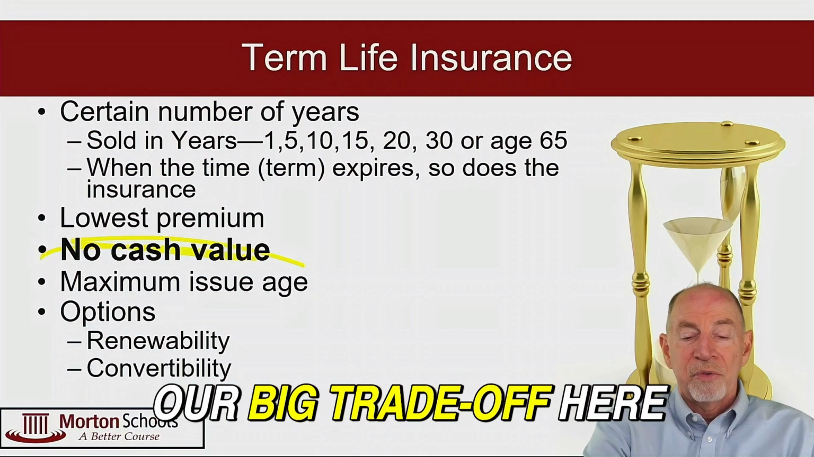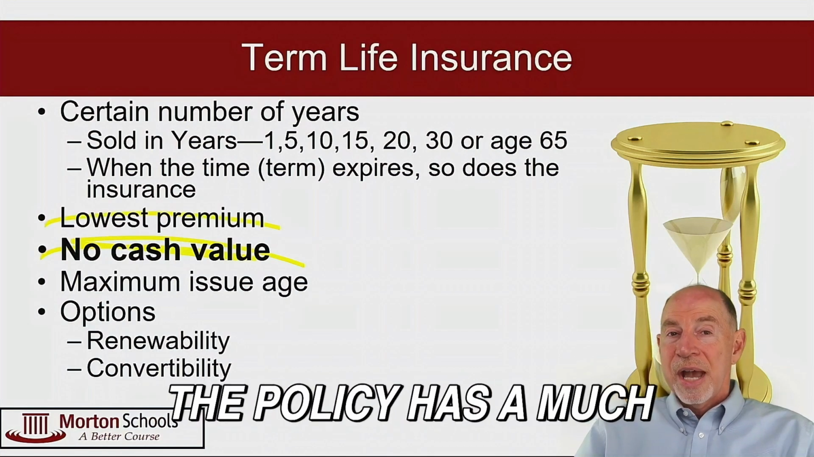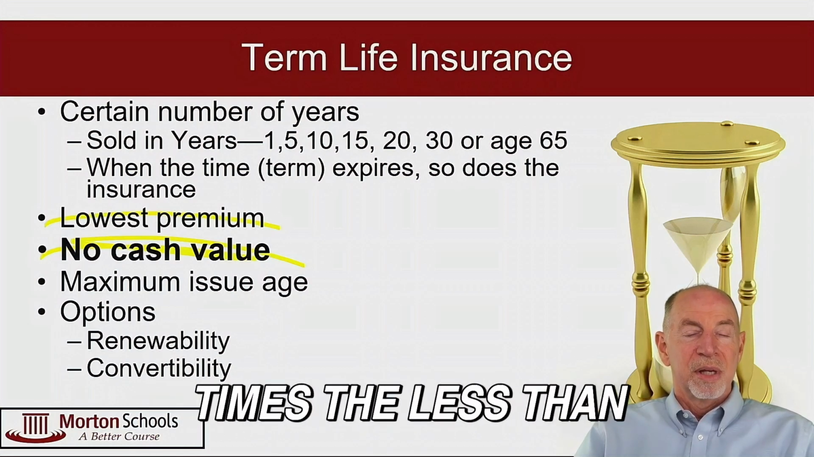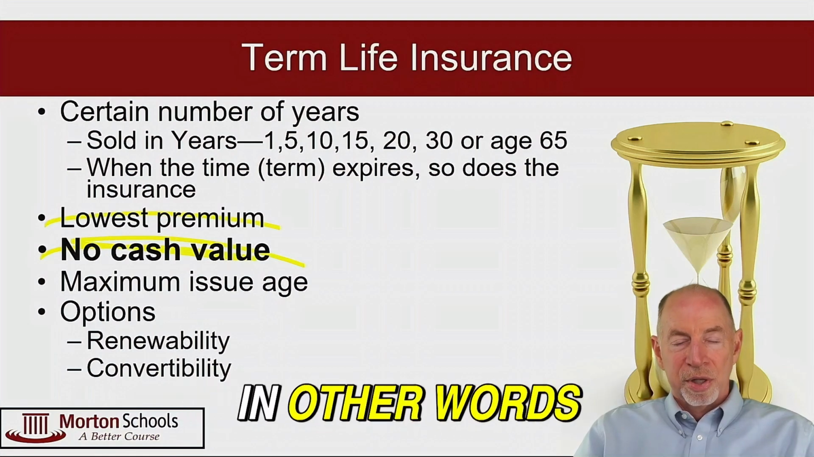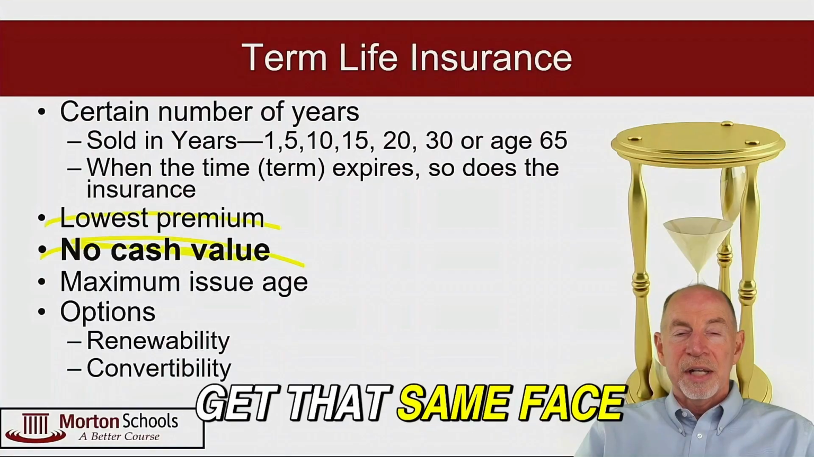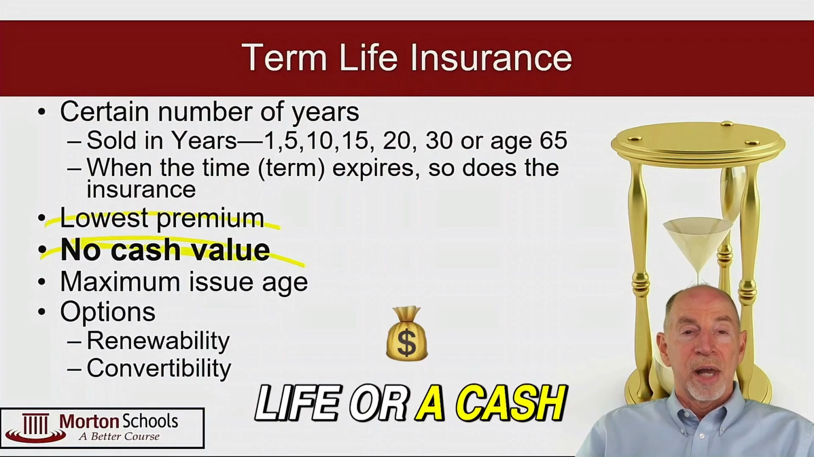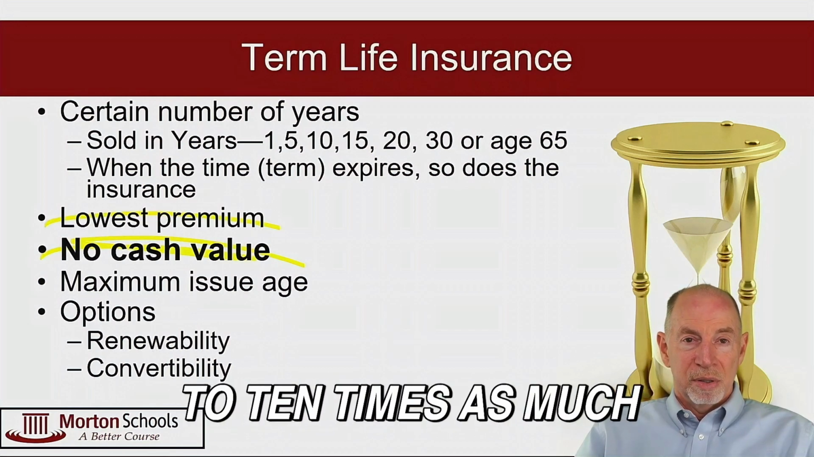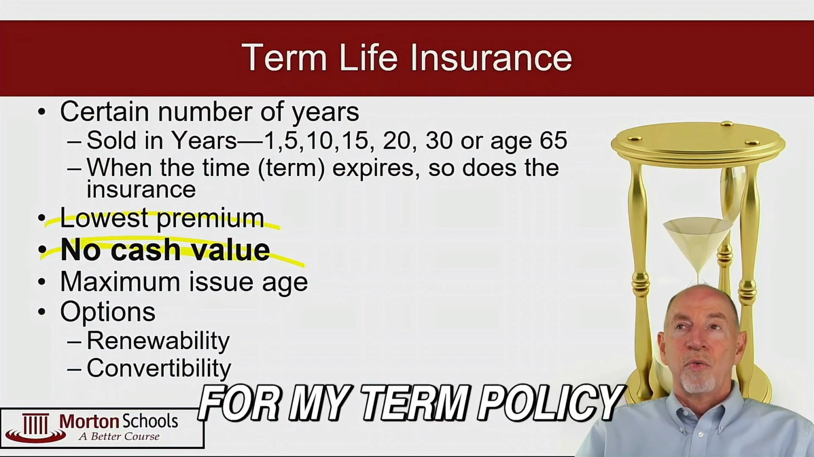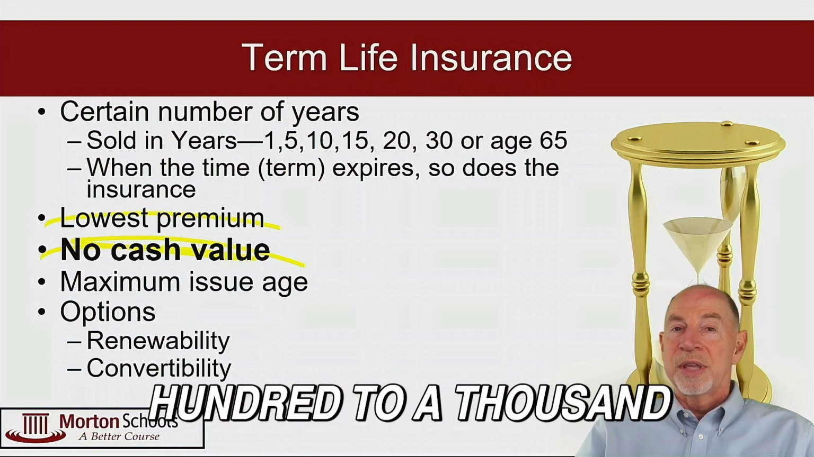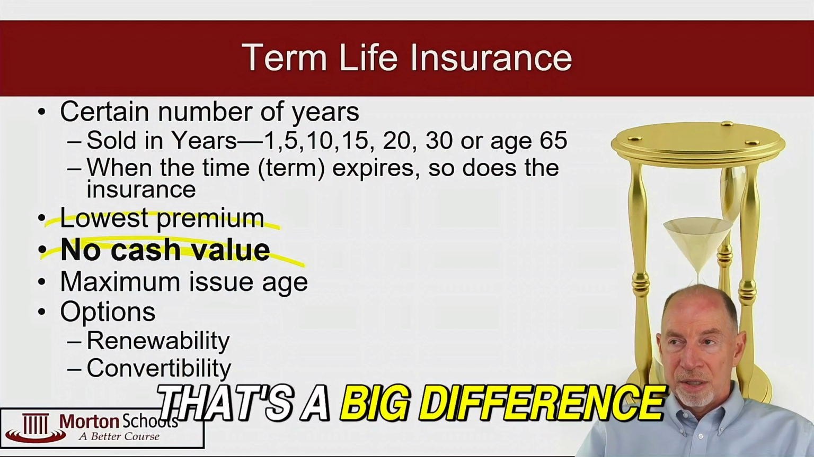And remember, our big trade-off here is what? The policy has a much, much lower premium, sometimes 8 to 10 times less than the cash value policy. In other words, if you have X amount of coverage with a term policy, to get that same face amount with a whole life or a cash value policy, it might be 8 to 10 times as much. If I'm paying $100 a month for my term policy, to get that same face amount, I might pay $800 to $1,000 a month. That's a big difference.